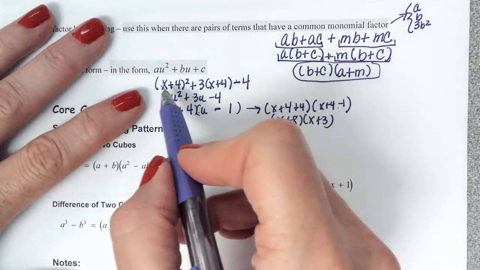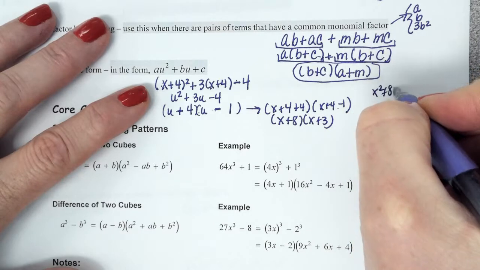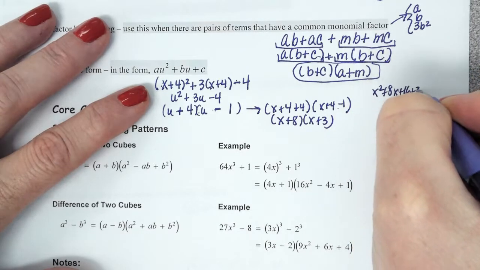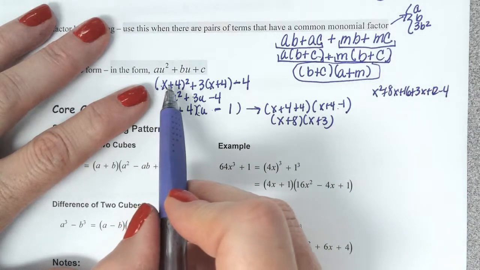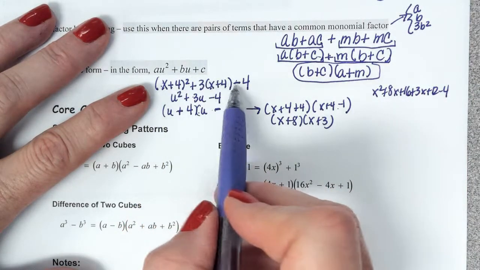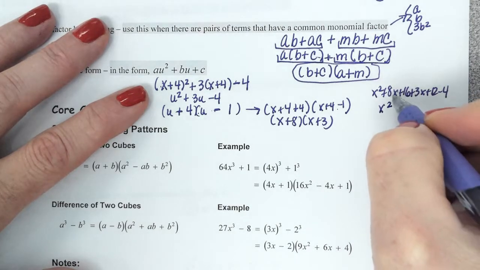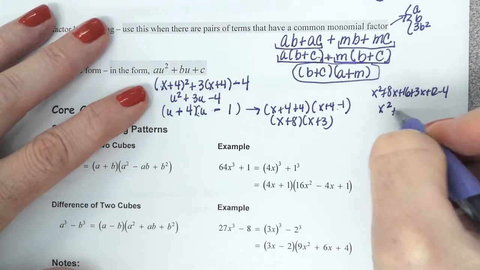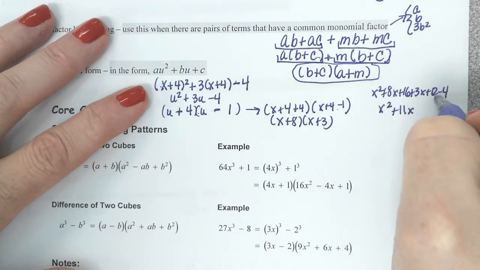Well, you also could have just multiplied this whole thing out. I could have made this x squared plus 8x plus 16 plus 3x plus 12 minus 4. You see what I'm doing? Squaring this, distributing. So this is really going to be x squared, 8x plus 3x is 11x, 16 plus 12 is 28, minus 4 is 24.